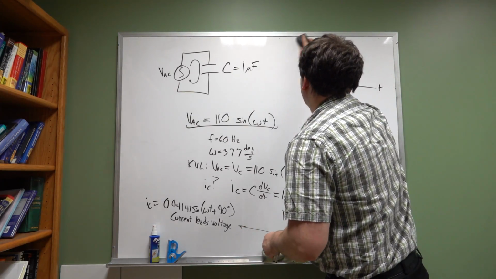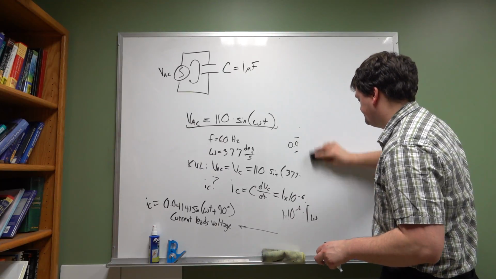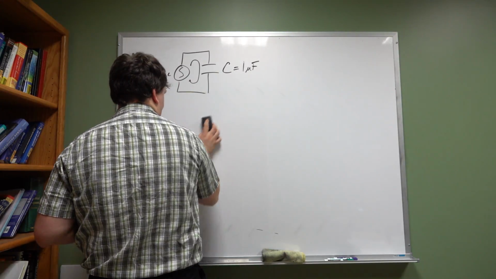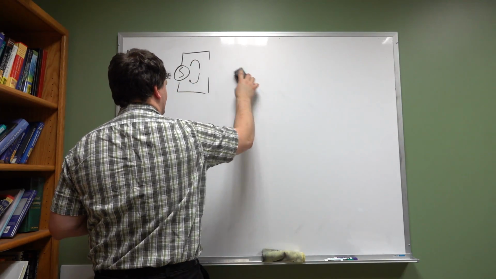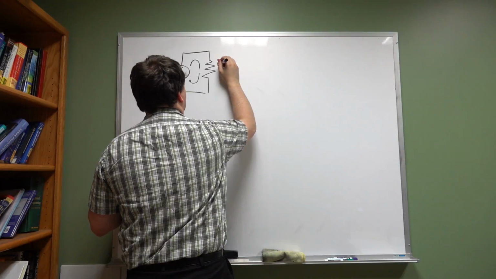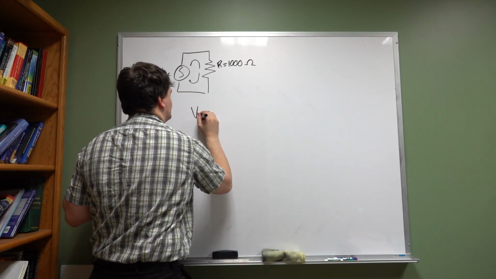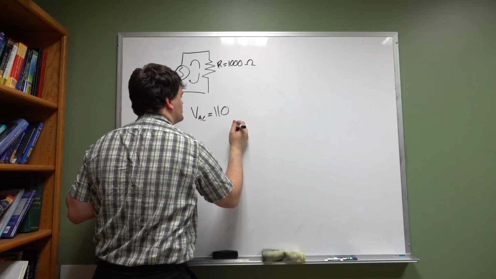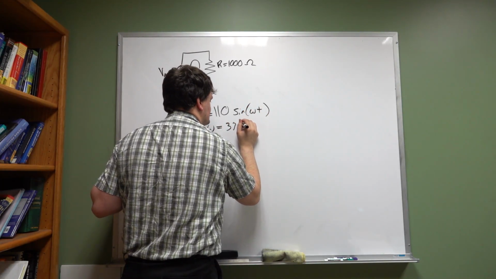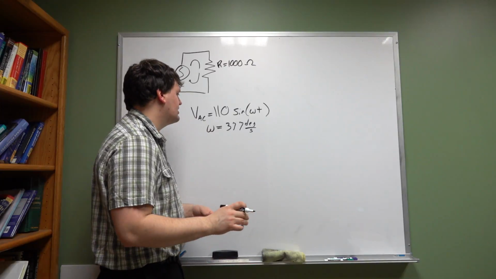Now, let's say instead of for a capacitor, we're going to be doing this with an inductor. So I'm going to take this, I'm just going to replace it. Now let's start with a resistor. And we'll say that R equals 1000 ohms. Okay? Now we're going to apply VAC is equal to 110 sine omega t, where omega is once again our 377 degrees per second angular velocity. Okay?